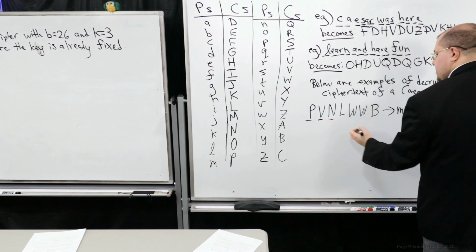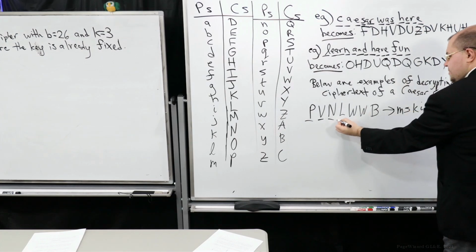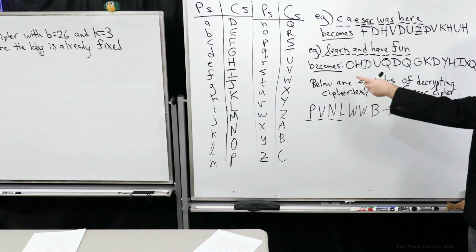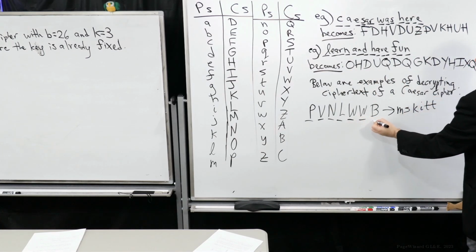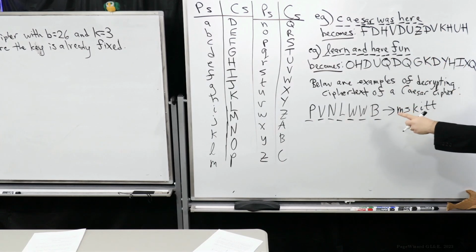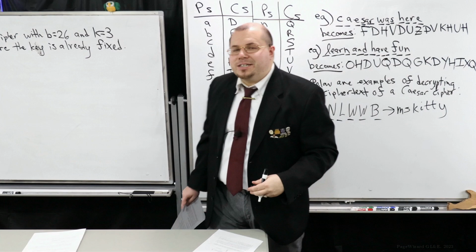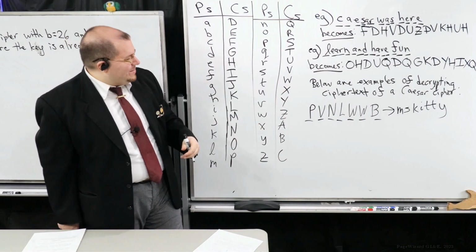Then we have L. Uppercase L is an I. Then what else? We got W, got two W's. They're both T's. Then lastly, we have B. Capital B is Y. And look, this secret message says Miss Kitty. Meow. Yeah, so that's Miss Kitty there.